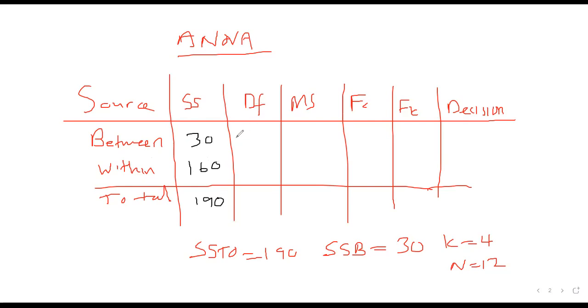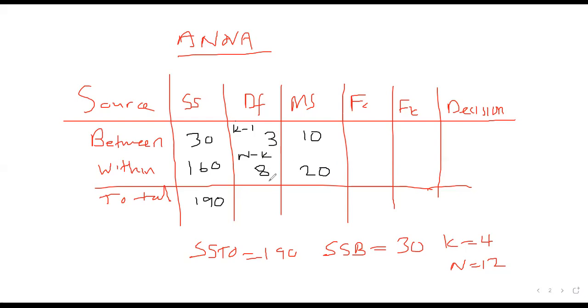Then degree of freedom is given by K minus 1. Our K here is 4. 4 minus 1, we get 3. To get the mean, we divide 3 into 30, that's 10. The degree of freedom for the within is N minus K. Our N is 12. 12 minus 4, what do we get? 8. The mean, divide 8 into 160, we get 20.